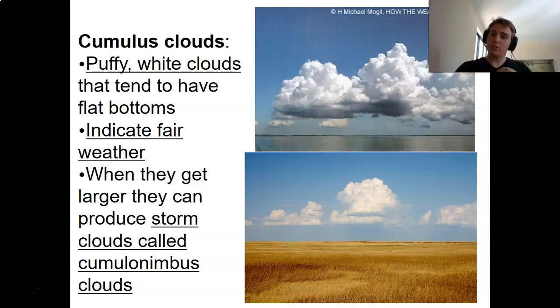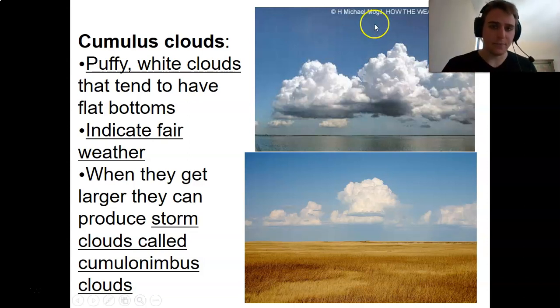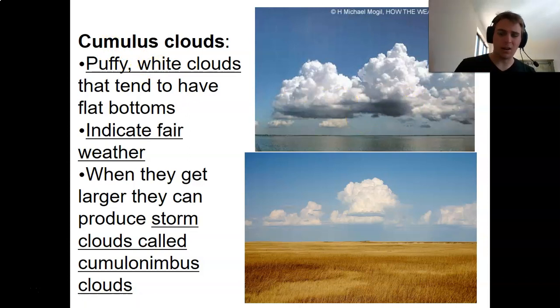Okay, cumulus sounds like accumulate, right? This is when it's all coming together. Okay, these are your big puffy white clouds. They tend to have flat bottoms because they're kind of sitting usually on a different type of air.